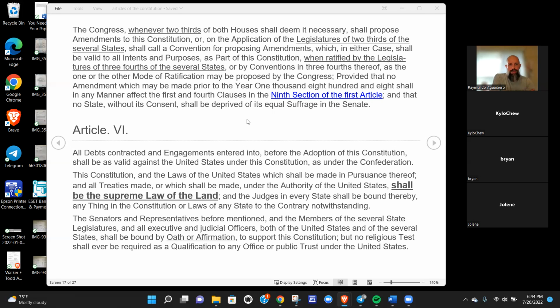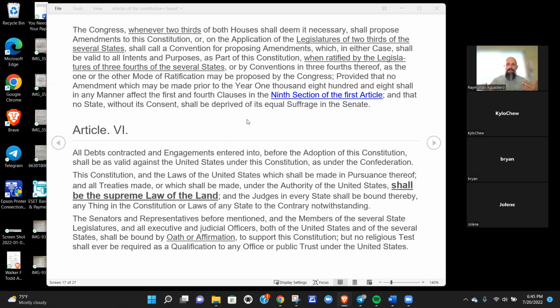So the amendments are proposed by Congress, by 2/3 of the Congress, or 2/3 of the state governments. And when they're ratified by 3/4 of the several states, provided that no amendment, so it'll be treated as part of the Constitution. So I guess when they propose it, the Congress would vote on it, but it would still have to be ratified by 3/4 of the states.